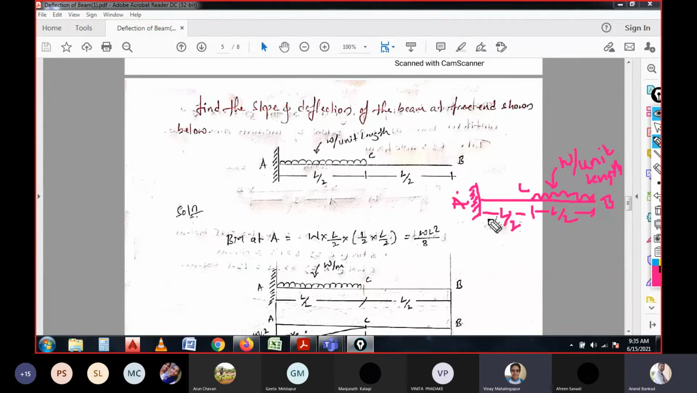Okay, please take it as an assignment. We have solved this for the span carrying UDL, but you consider the load on this span and then you can draw it. You can do the calculation for slope and deflection. Can you do this? Yes, sir. Okay, right. Thank you.